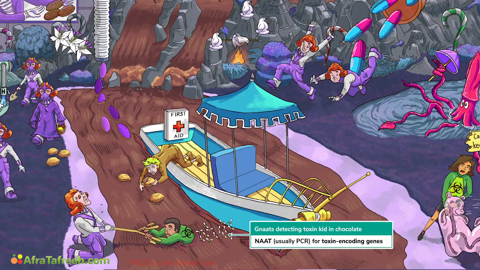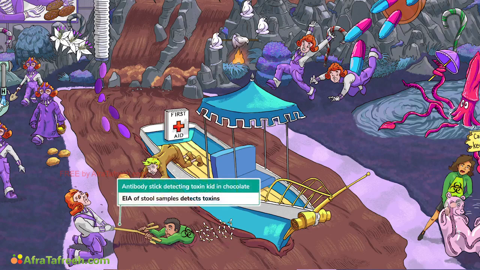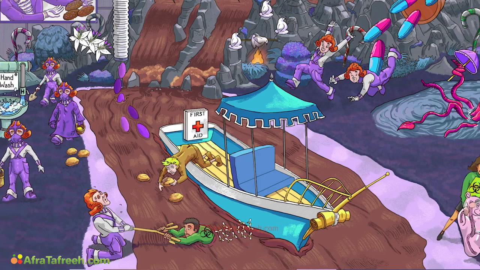PCR is a type of nucleic acid amplification test, otherwise known as NAT, which is why we've included a swarm of gnats above this unfortunate toxin kid. And take a look at the oopsie poopsie trying to pull him out of the river with an antibody stick. The second type of test, EIA, or enzyme immunoassay, uses antibodies to detect the toxins themselves.